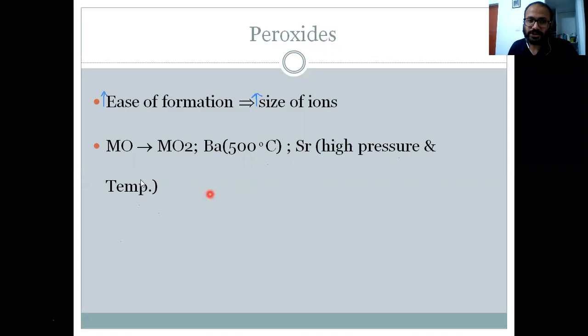So barium and strontium are actually made by heating the corresponding metal oxides in air. So barium and strontium can be made by heating their corresponding metal oxides in air. So by heating metal oxides in air, you can form the corresponding peroxides. For barium, the temperature to which you heat is 500 degrees centigrade. However, in case of strontium, you require high pressure and temperature. So you just heat their oxide and you get the corresponding peroxides. Okay.